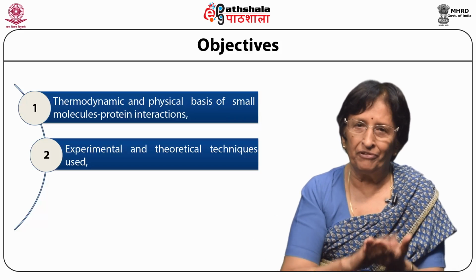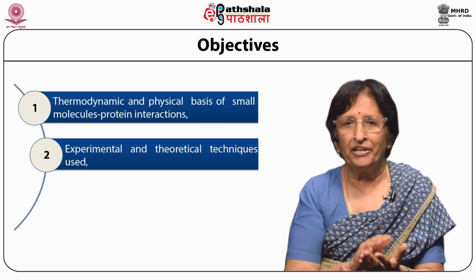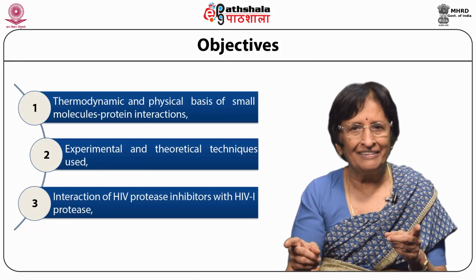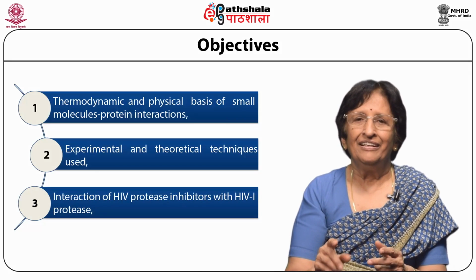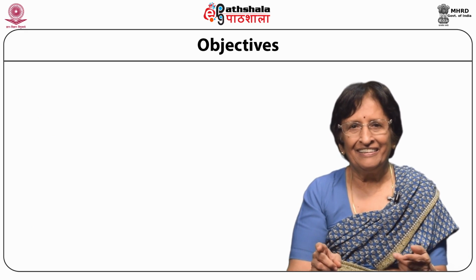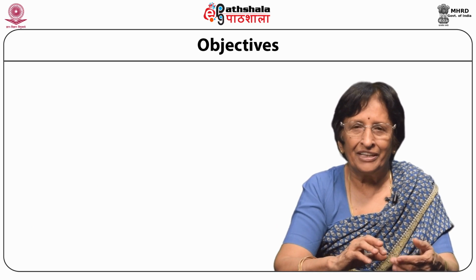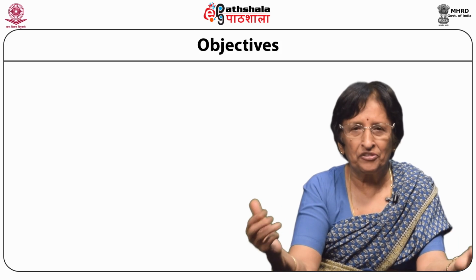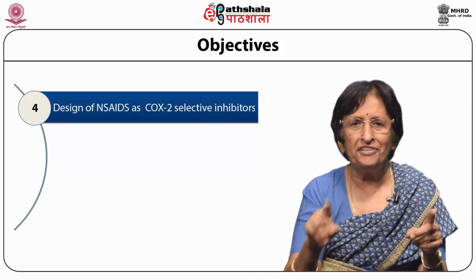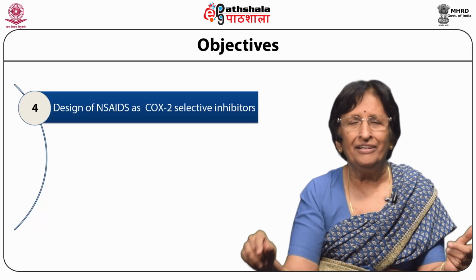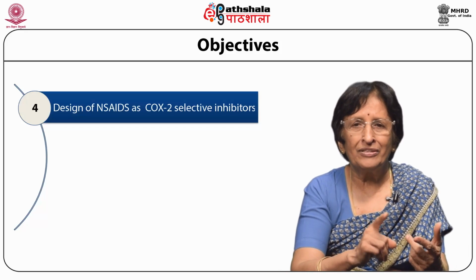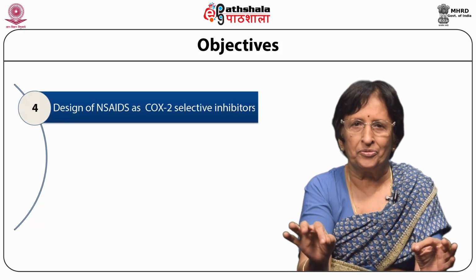The first example, a very important topic, is the interaction of HIV-1 protease with inhibitors. This is used for designing drugs against AIDS. Next, another very important topic: all of us get pains and swellings, so we always take brufen, ibuprofen and drugs which are non-steroidal anti-inflammatory drugs, or NSAIDs as these are called. What are these? These are selective inhibitors of cyclooxygenase 2, or COX-2.